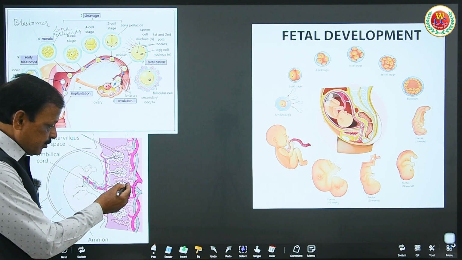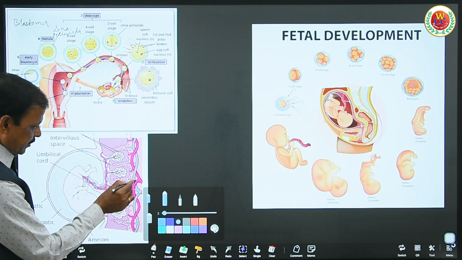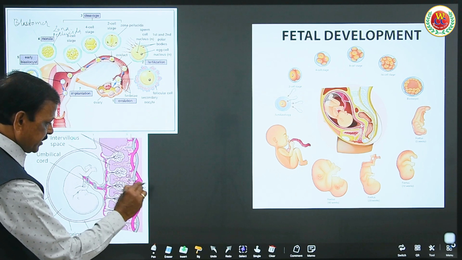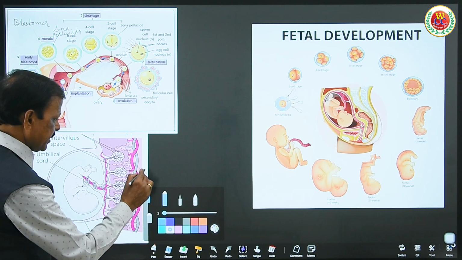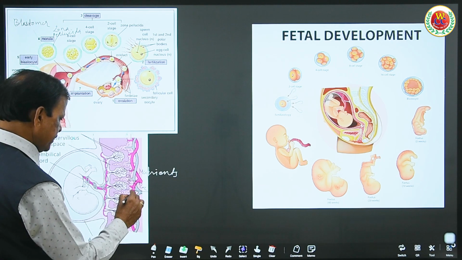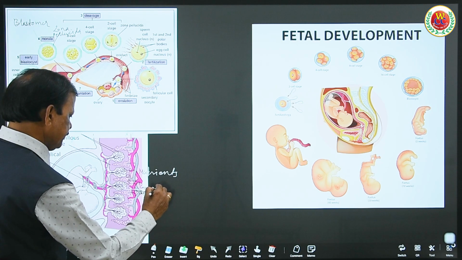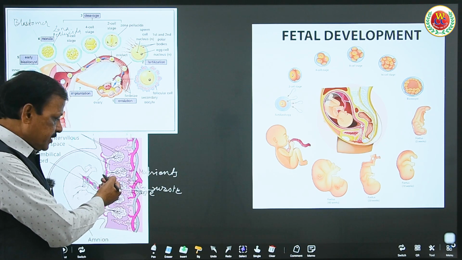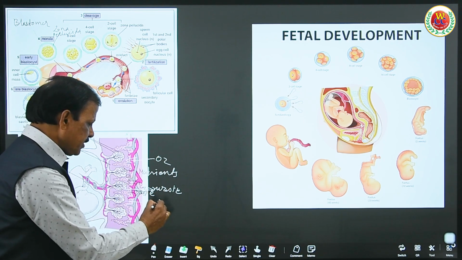There is an exchange, that is, oxygen is being transferred from mother body to the fetus, and carbon dioxide is transferred from fetus to the mother body. Nutrients are transferred from mother body to the fetus, and waste material from the fetus is removed. So here you can understand, nutrients are given to the fetus, waste is given out from the fetus, oxygen is given to the fetus, and CO2 given out from the fetus.